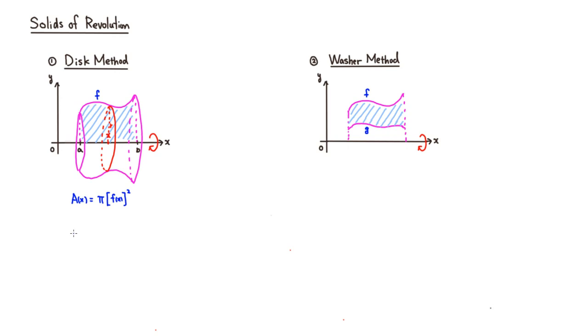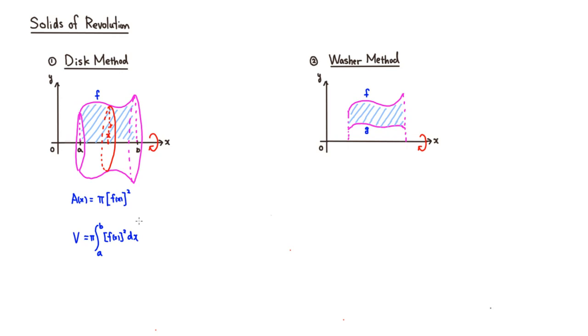Once you know the expression for the cross-sectional area, all you have to do to find the volume is integrate. So the volume is going to be the integral from a to b, and pi is just a number, so I'll put it outside. Then you have f of x squared dx. Since we're using the approximating disk, it is called the disk method.